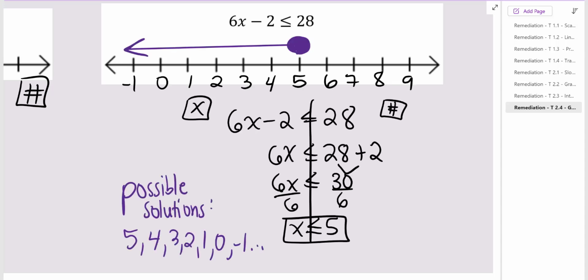All right, here's the solution. 6x is good, copy below. Negative 2 is bad, it's negative, now positive. 28 is good, copy below. 28 plus 2 is 30. 6x is multiplication, opposite is division, and then we can eliminate 6. Here, that's 30 divided by 6 equals 5.